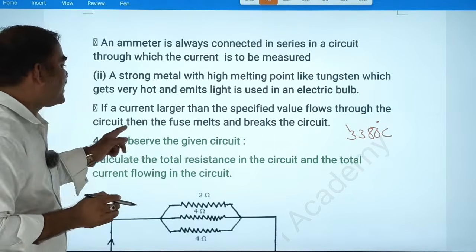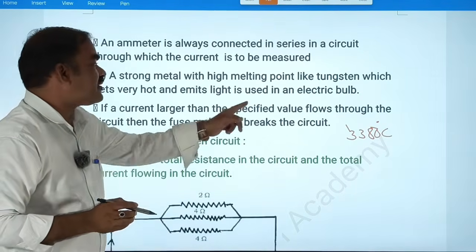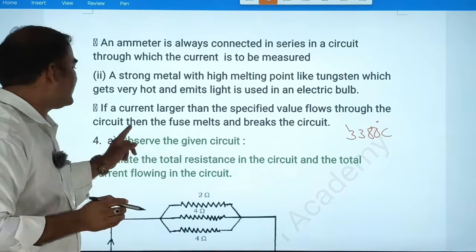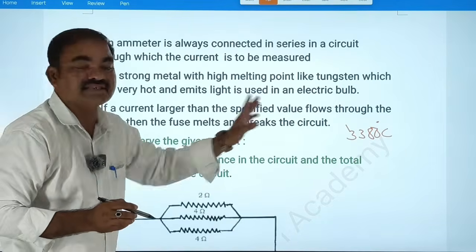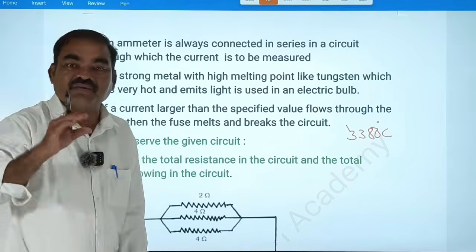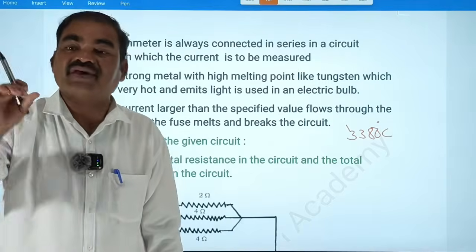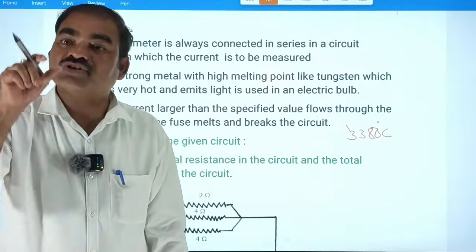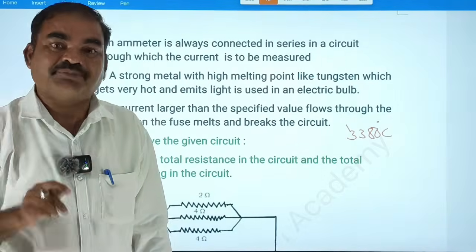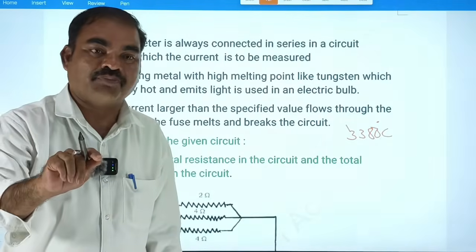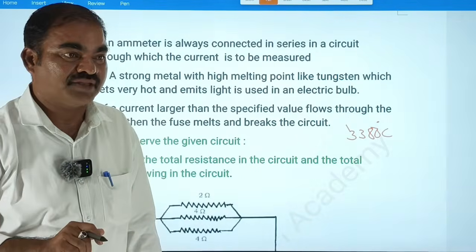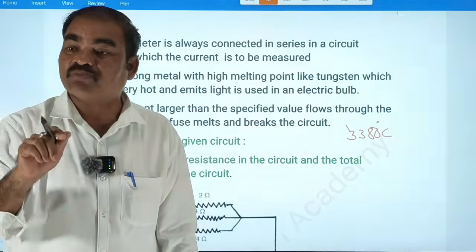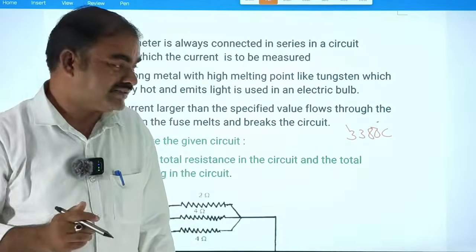Next one, if a large current, more than the specific value, flows through the circuit, then the fuse melts and breaks the circuit. In the home mains, we are having a fuse. In the fuse, a fuse wire will be there. It may be of alloy or copper or aluminum. So it depends upon how much current we are using.